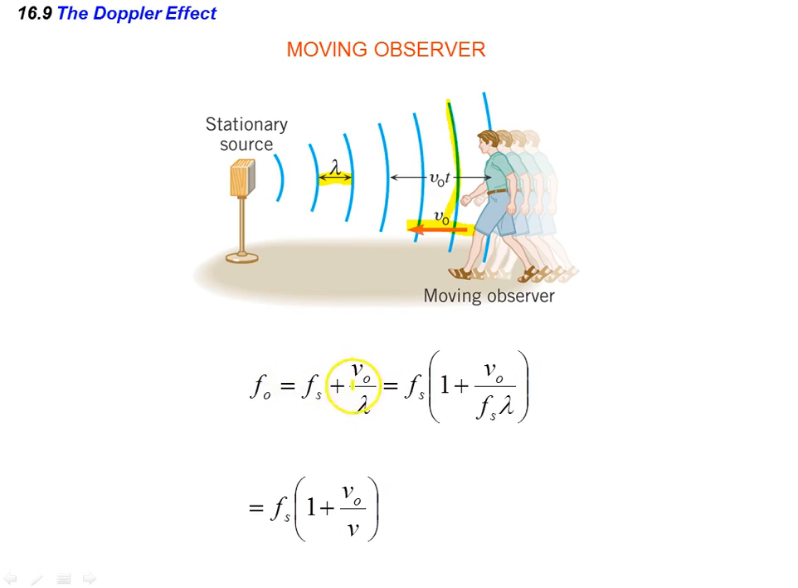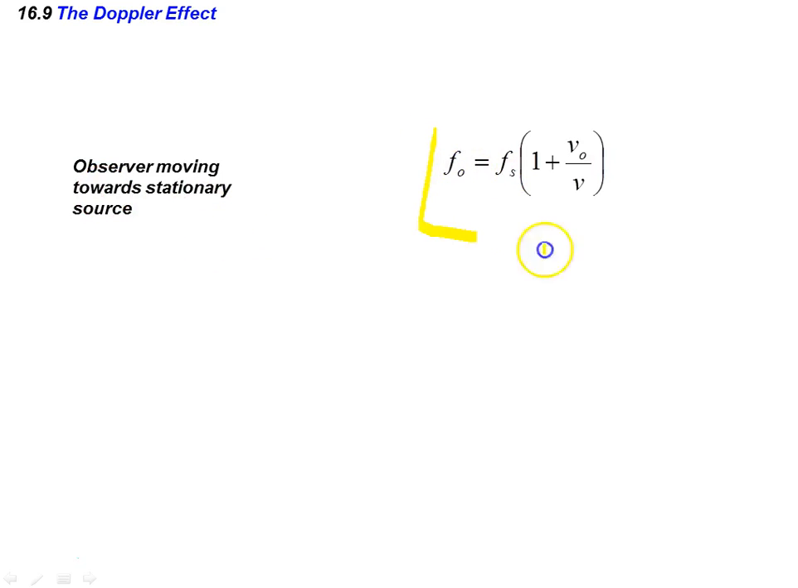So using the math here, the frequency is going to increase by the speed at which the observer is moving divided by the wavelength. Well, we find that the frequency observed is equal to the frequency of the source times 1 plus the ratio of the speed of the observer and the speed of sound. So to once again generalize, for an observer moving toward a stationary source, we're going to have this equation: the frequency observed is equal to the frequency of the source times the quantity of 1 plus the ratio of the speed of the observer and the speed of sound.